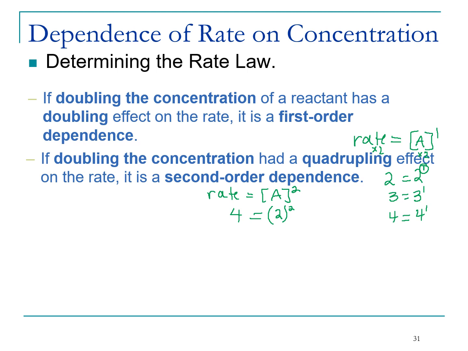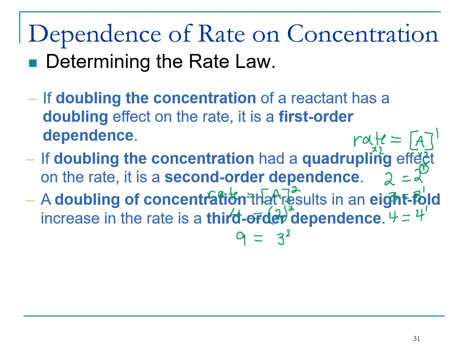Or what if I triple the concentration? 3 squared is 9. The rate should get 9 times faster. So that's second order. And this is important because we're going to use it in just a second.